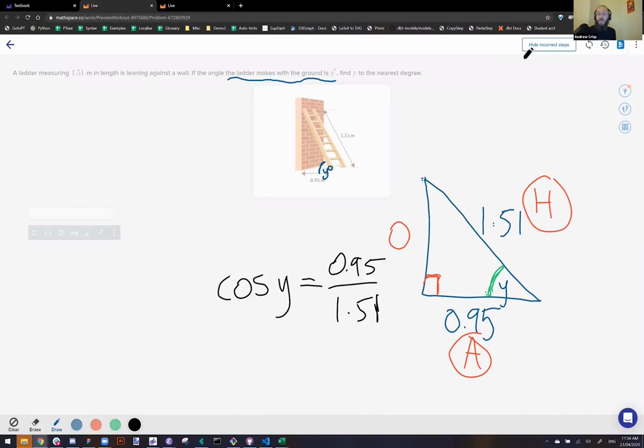And all of that work happens before we write this equation. So each of those steps are important and each of those steps are tricky.